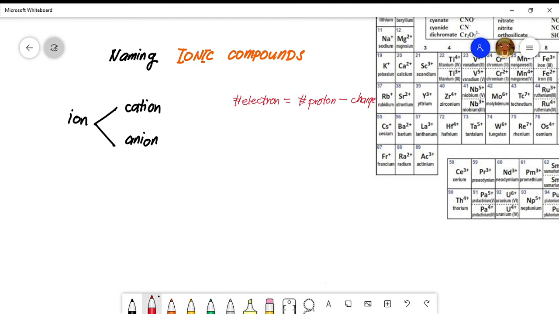So if it's an ionic compound, the number of electrons is not equal to the number of protons. If we can also recall, this number of protons here is the atomic number, right? So if the number of electrons is not equal to the number of protons, it has to have a charge. So it can either be positively charged or negatively charged.